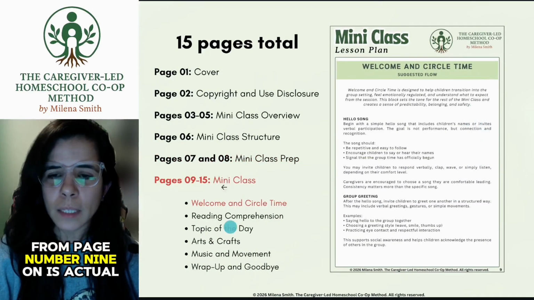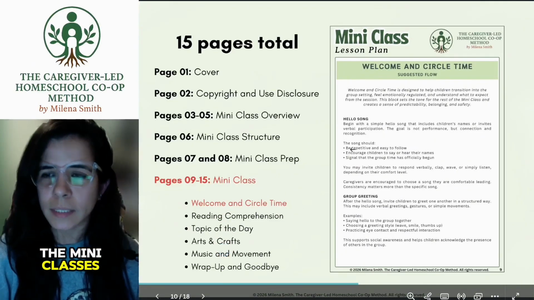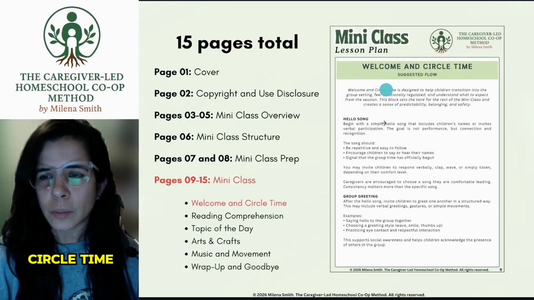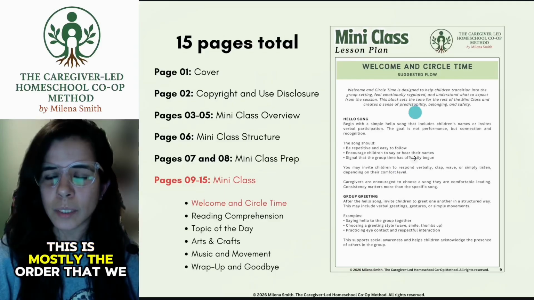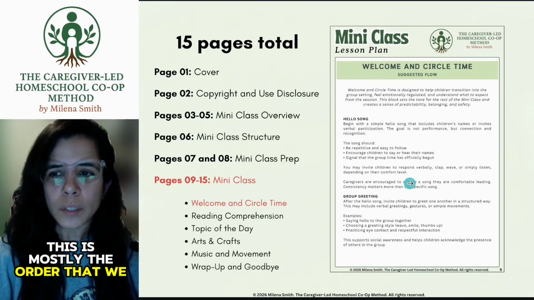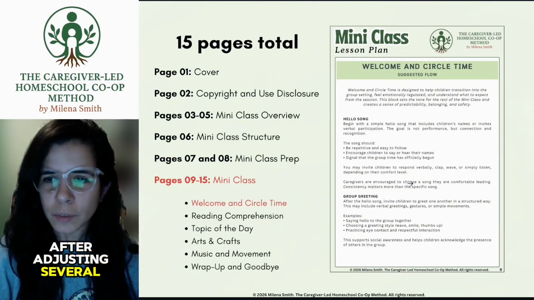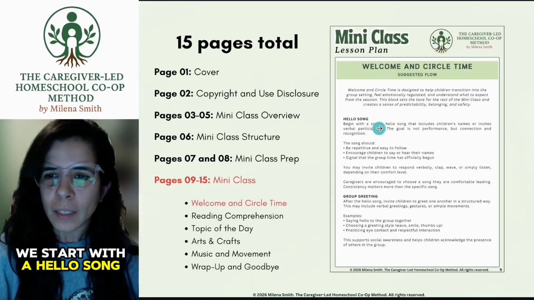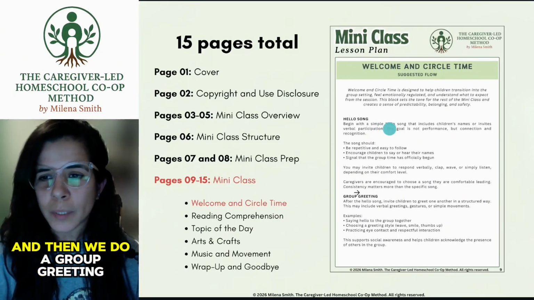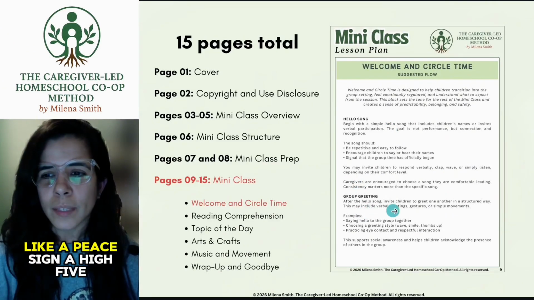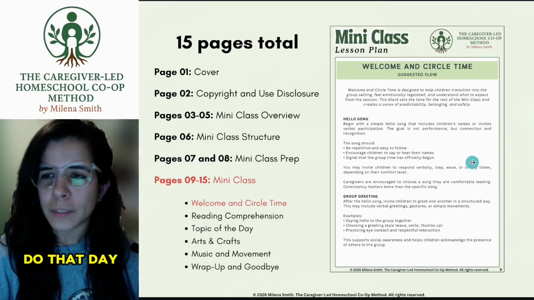From page number 9 on is the actual true structure of the mini classes. So you're going to have welcome and circle time, which you can adapt to fit your group's needs. This is mostly the order that we have been following with Wolverine Wonders after adjusting several times. We start with a hello song, which you can choose whichever works better for your group. And then we do a group greeting, like a peace sign, a high five, a smile, a thumbs up. We choose a group reading and do that day.